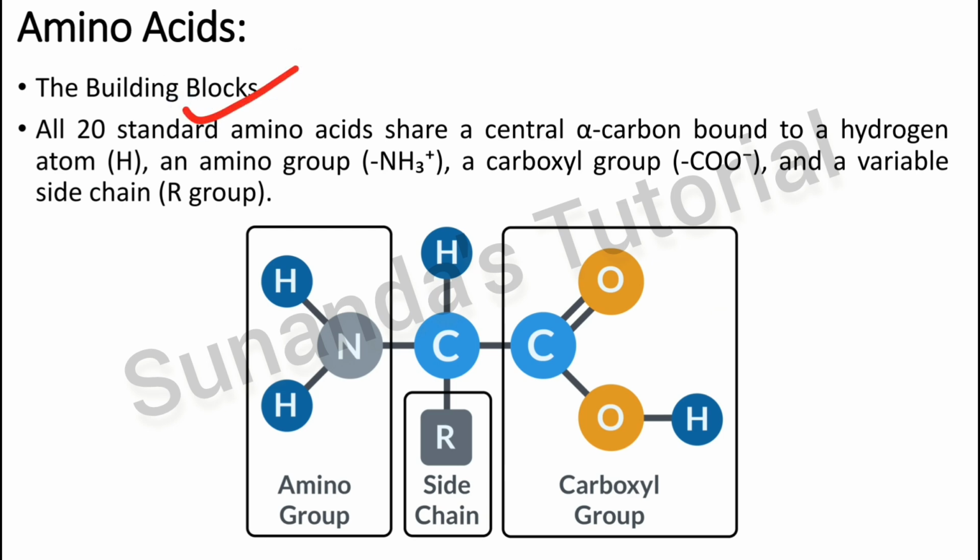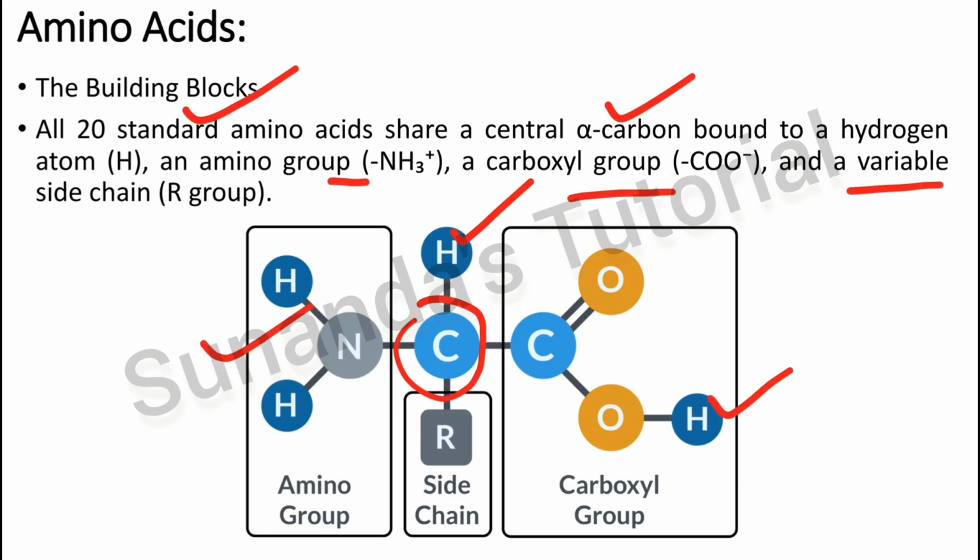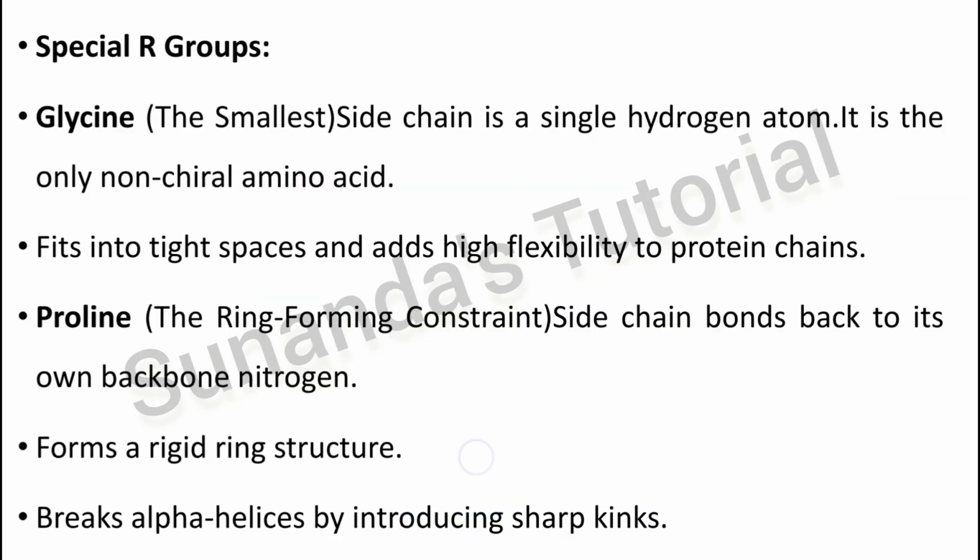So the standard amino acids share a central alpha carbon bound to a hydrogen atom, an amino group, a carboxyl group, and a variable side chain. To this side chain any functional group can be attached. Next, special side chains. Some amino acids have a special R group or side chain, like glycine. Here the side chain is a single hydrogen atom.